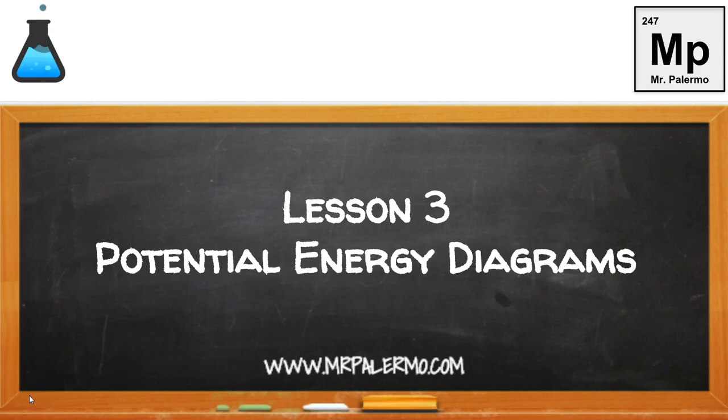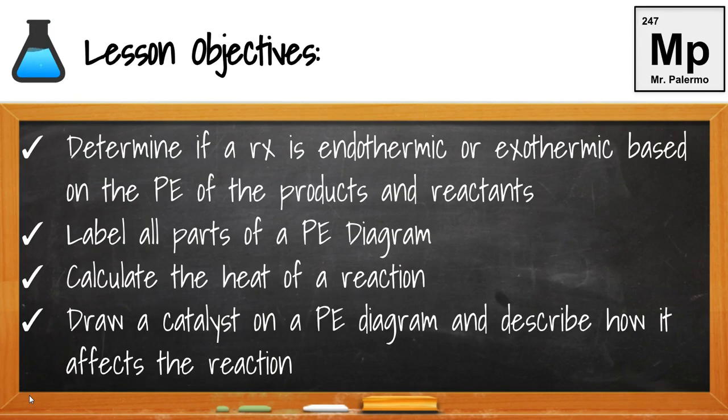Welcome to lesson number 3 on potential energy diagrams. Our lesson objectives: determine if a reaction is endo or exothermic based upon the potential energy of the products and reactants, label all the parts of the potential energy diagram, calculate the heat of a reaction, and finally draw a catalyst on a potential energy diagram and describe how it affects the reaction.